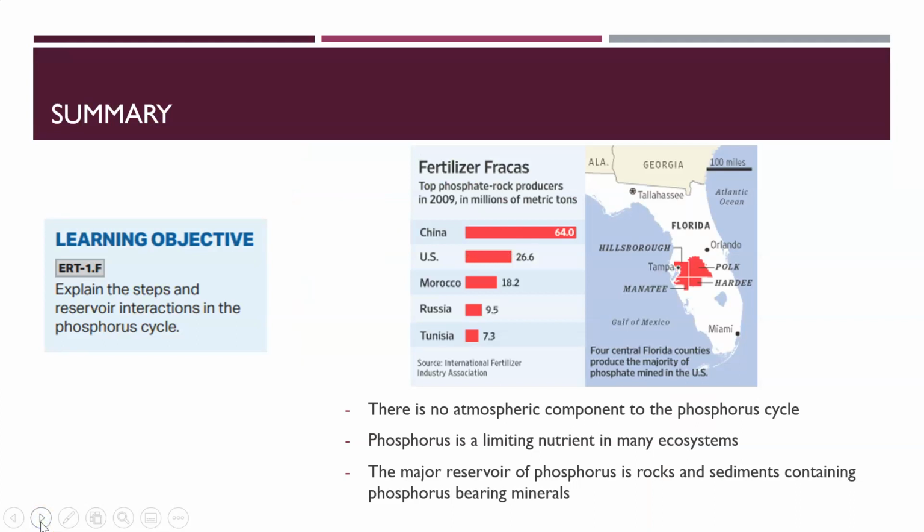So there is no atmospheric component to the phosphorus cycle, and it's a limiting nutrient in many ecosystems. And remember that the major reservoir of phosphorus is the rocks and sediments containing the phosphorus minerals. So just to keep that in your mind, that most of the phosphate mined in the United States comes from just 4 counties in Central Florida.